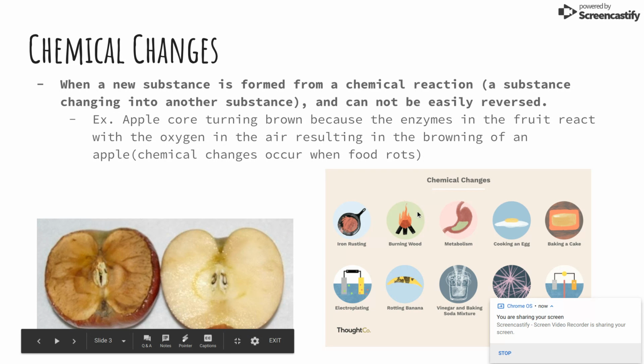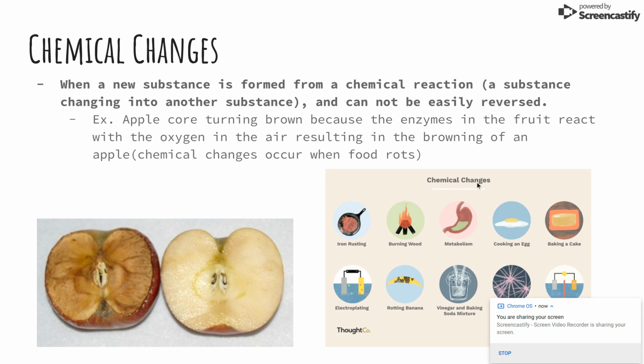Just like the physical changes, I also found a picture for the chemical changes: iron rusting, burning wood, rotting bananas, cooking an egg. Those are all pretty basic examples. Now I'm going to have us go through a few examples and then I'm going to have you practice.